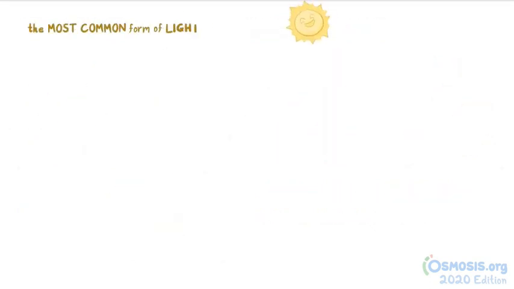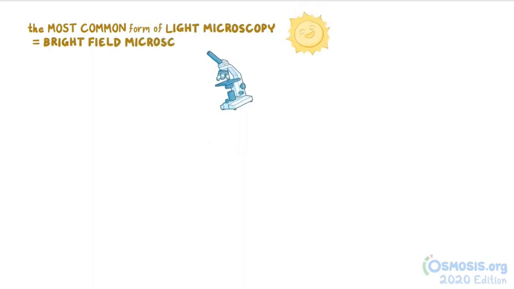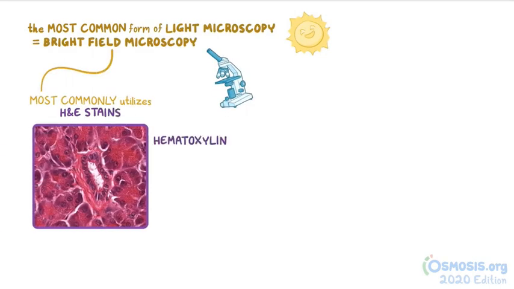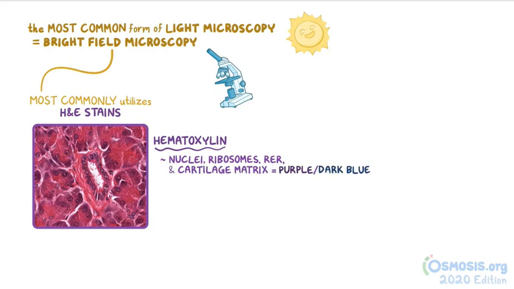Alright, as a quick recap. The most common form of light microscopy is bright field microscopy, which most commonly uses H&E stains. Hematoxylin will stain nuclei, ribosomes, rough endoplasmic reticulum, and cartilage matrix a purple or dark blue color, while eosin will stain collagen and cytoplasm red or pink.